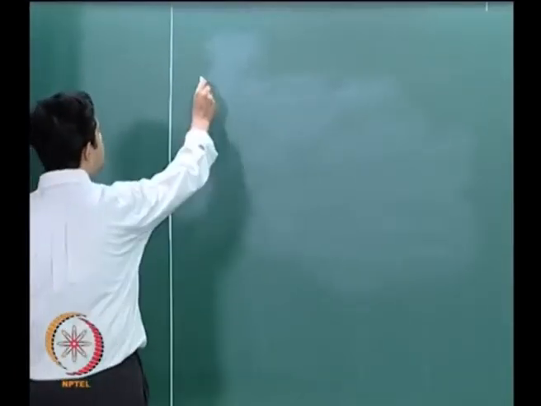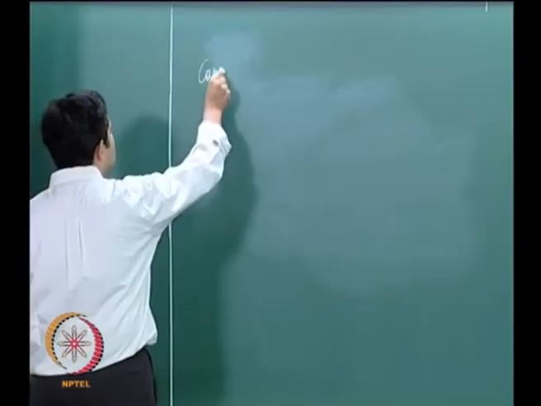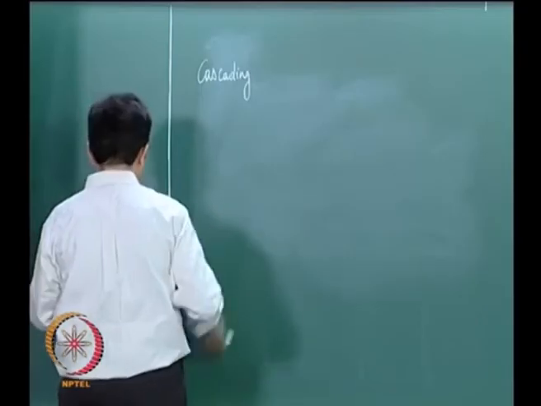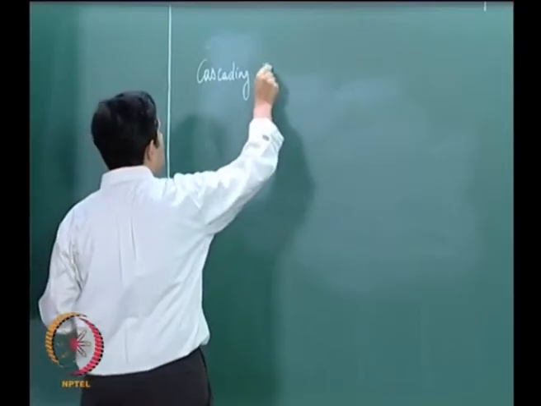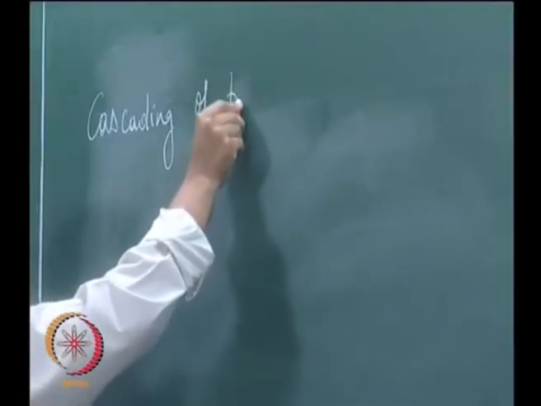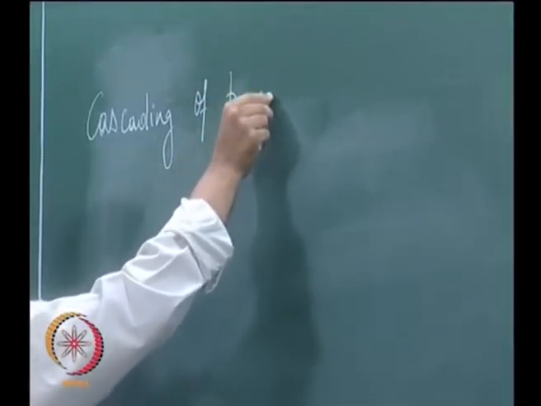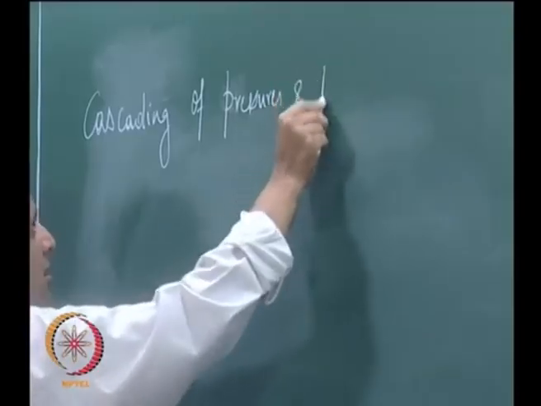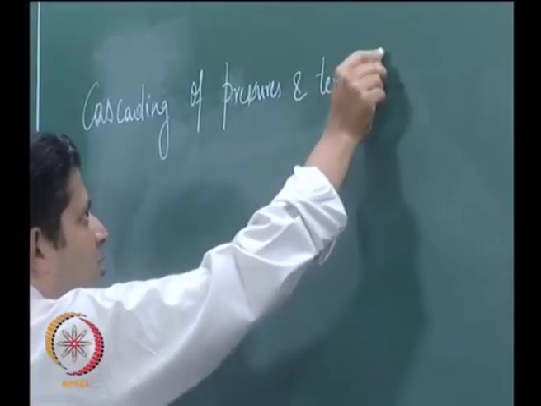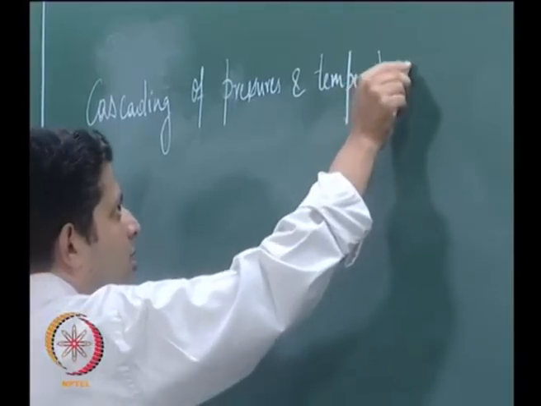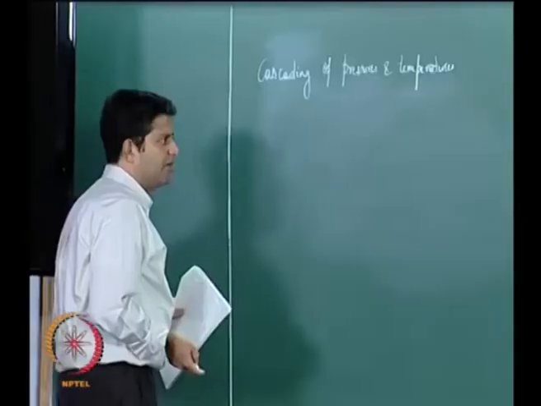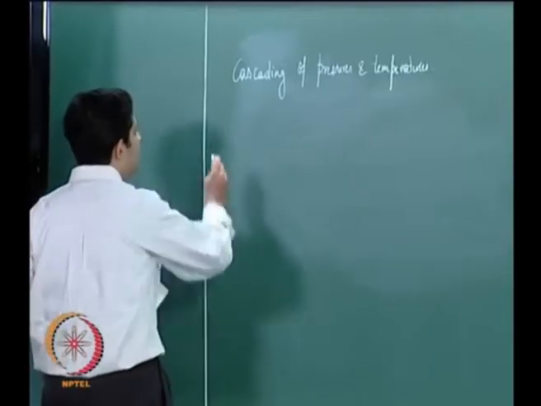We will do cascading of pressures and temperatures and see what we can get out of it. Firstly, let me take T4 by T naught.